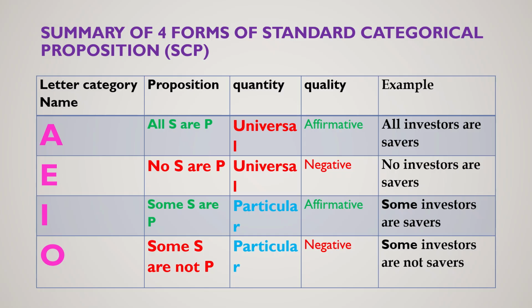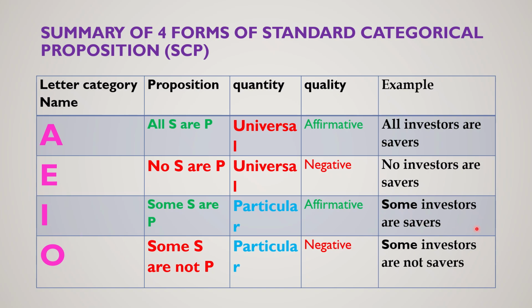Letter E, we have said there are propositions that take the form of "No S are P," and they are universal negative. For example, when we say no investors are savers, here in A we had said "all," now it is "no," just as there is here "No S are P." And then I, we have said they are the ones that take the form of "Some S are P," that is, particular affirmative, that some of them, investors now as the S and savers being the P.